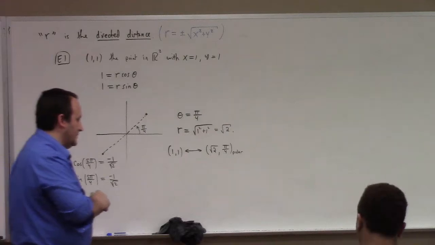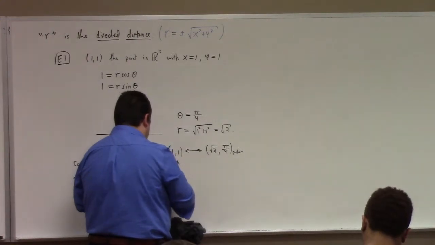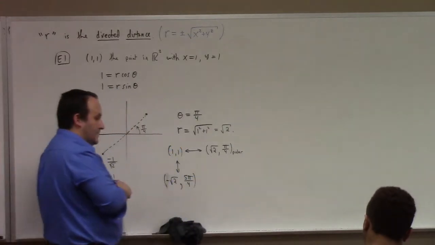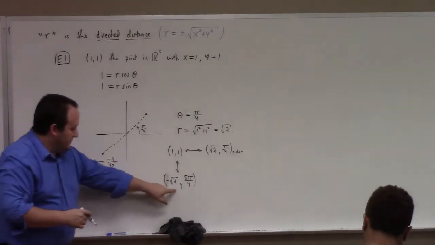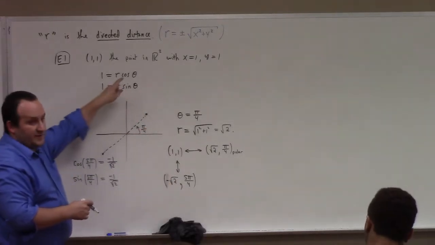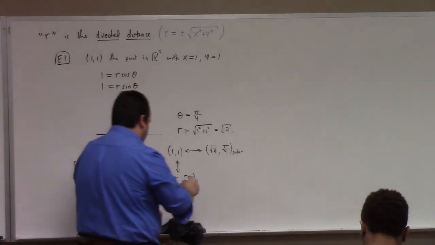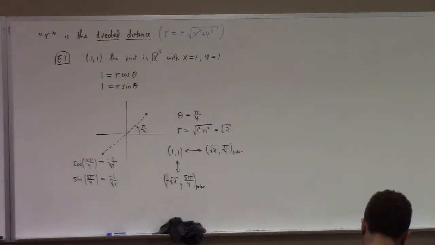So if you look at it, this is also interchangeable with the point, well, not square root of 2, but minus the square root of 2, comma 5 pi over 4. See, because if you put this minus root 2 up here, and you put 5 pi over 4 up here, you'll still get 1 and 1, right? So we could use polar coordinates minus root 2, comma 5 pi over 4, and that would also represent the Cartesian point 1, 1.